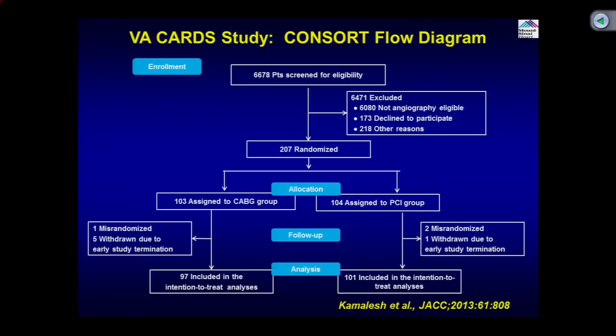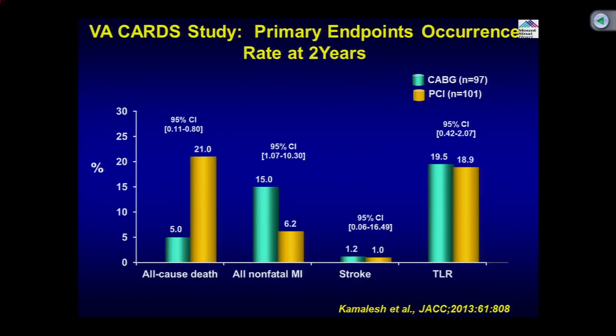Then there is another study called VA CARDS, which was prematurely terminated after 200 patients. It did show higher mortality with PCI, but a higher MI rate with the CABG group, and no difference in TLR. But again, a very short-term study with a small number of cases.